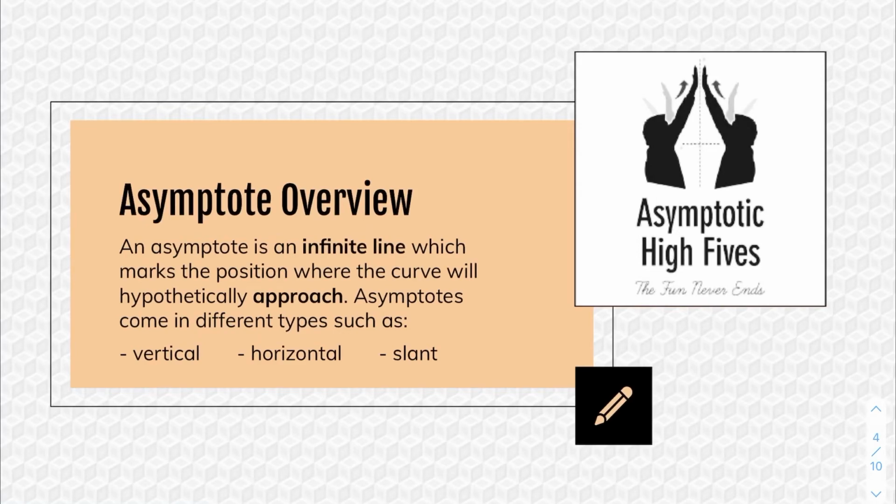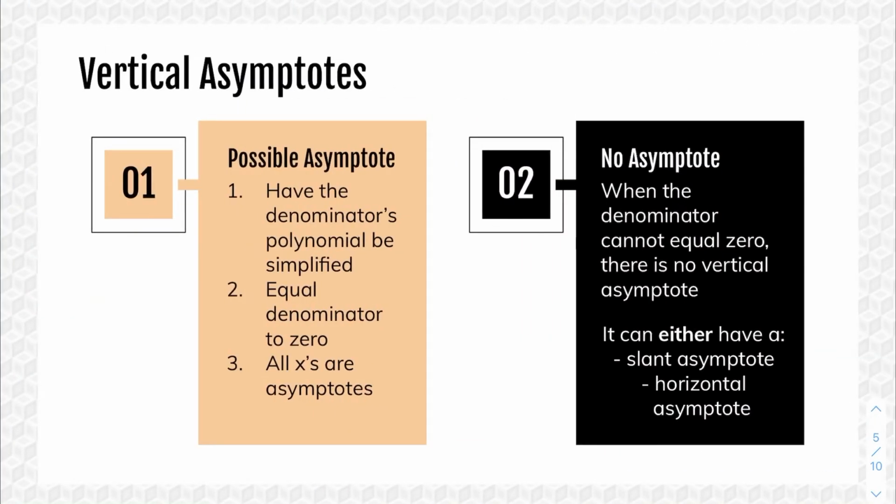An asymptote is an infinite line which marks the position where the curve will hypothetically approach. Asymptotes come in different types such as vertical, horizontal, and slant. Remember the word approach. The curve being affected by an asymptote will never reach the asymptote's value until the change in value reaches infinity. Thus the curve will only approach this infinite line. So let's learn what vertical asymptotes are and how to find them.